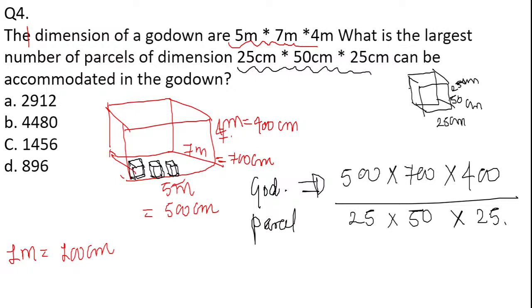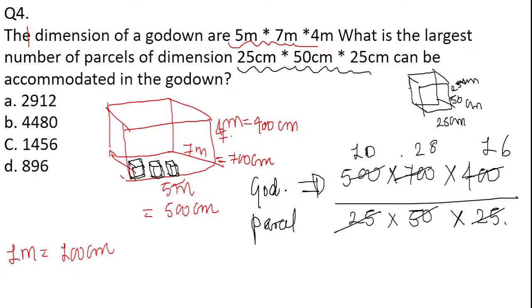Got it? Yes. So if we divide it, we'll get the total number of how many parcels can actually be added in this. So what I'll do here is I'll just simply divide it now. This will give me 28. This will give me 10. And 25 ones are 25, six are.